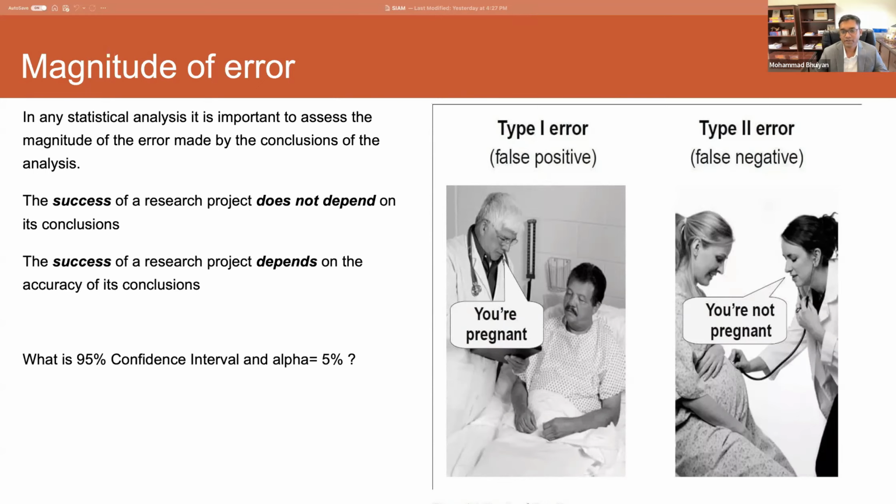And what is this 95% confidence interval? If you really do the analysis and you see the results or the parameter estimates, it will be within that boundary 95 times out of 100 times. So that's why you define a boundary for how confident you are.